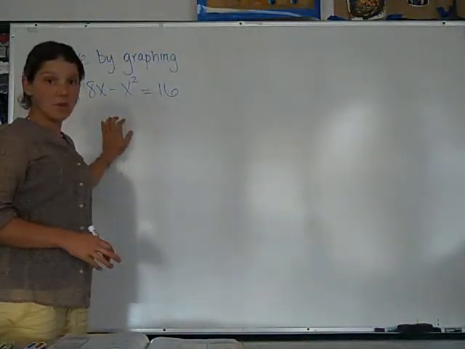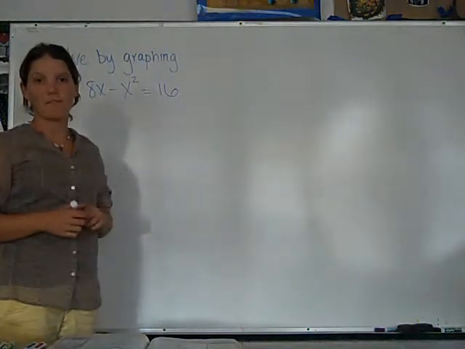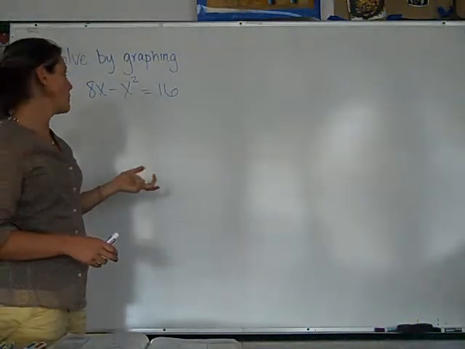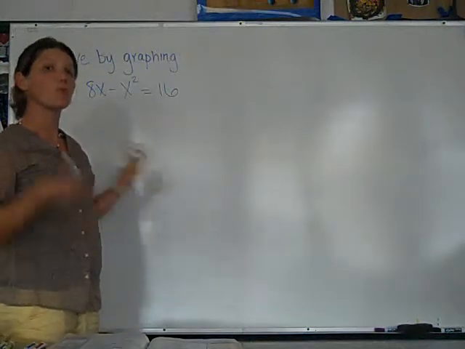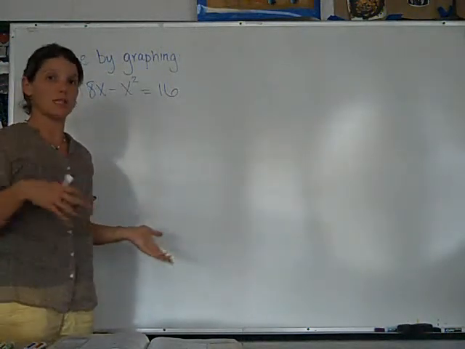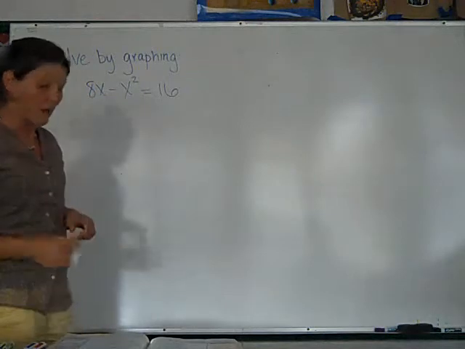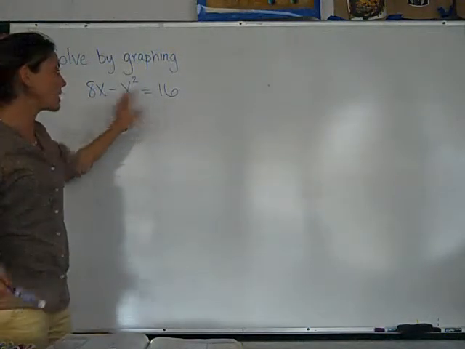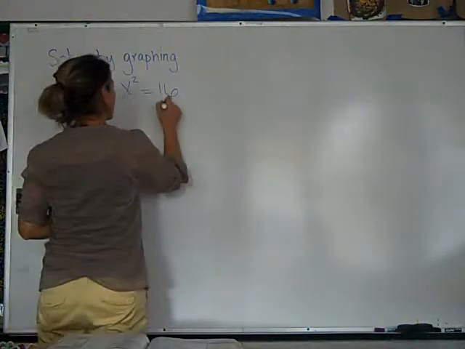Here we have another example of a quadratic equation that we can solve by graphing. It doesn't look the same as the last one because it's not in standard form yet. So first thing we want to do always is get our equation into standard form. That makes it easier to graph. So what I want to do is subtract 16 from both sides.